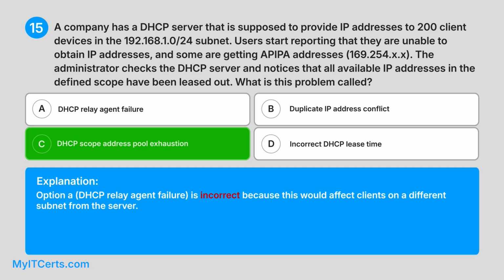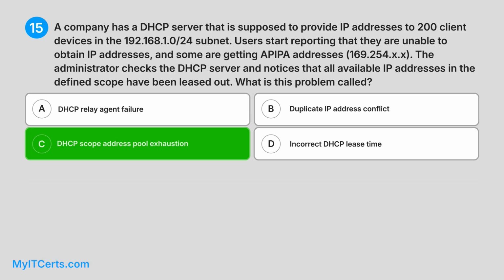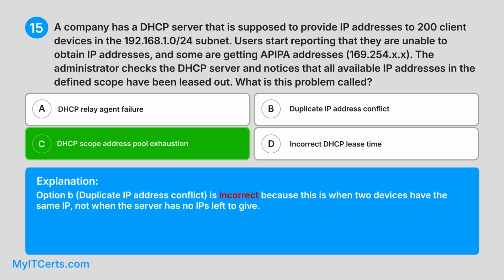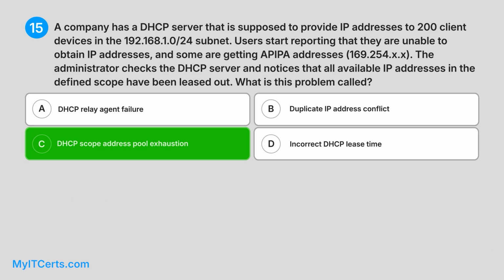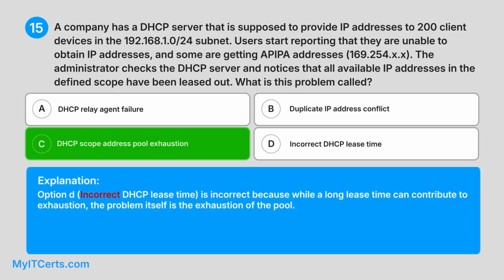Option A, DHCP relay agent failure, is incorrect because this would affect clients on a different subnet from the server. Option B, duplicate IP address conflict, is incorrect because this is when two devices have the same IP, not when the server has no IPs left to give. Option D, incorrect DHCP lease time, is incorrect because while a long lease time can contribute to exhaustion, the problem itself is the exhaustion of the pool.